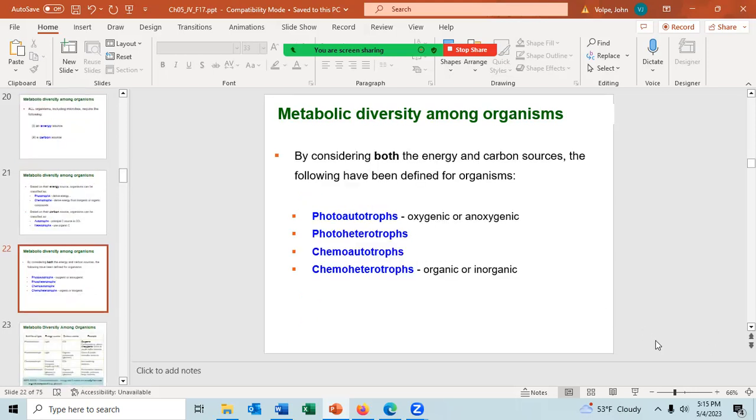It gets a little more complicated when we consider both and then classify the organism on all four classifications. When we combine the energy source and the carbon source, we then have photoautotrophs, and they get their energy from light and their carbon from CO2. And we will mention there's oxygenic forms and anoxygenic forms. And I'm going to skip this slide and move on to the next.